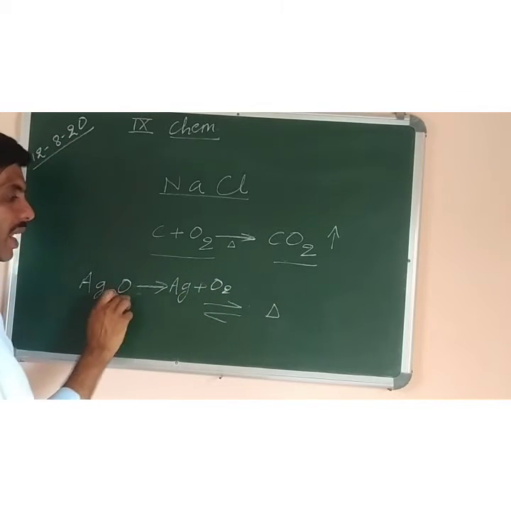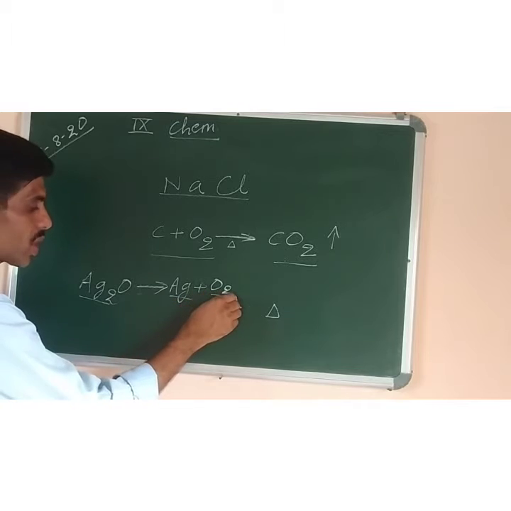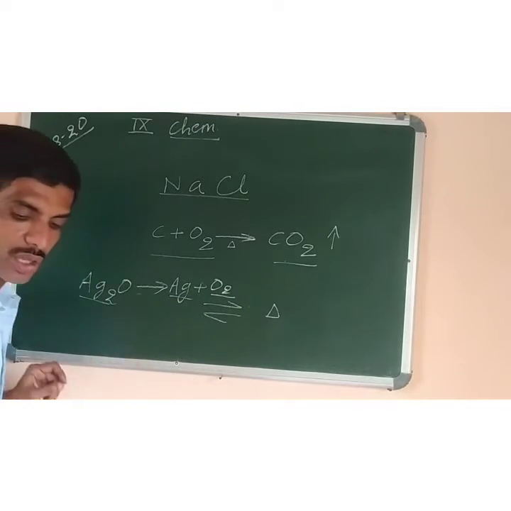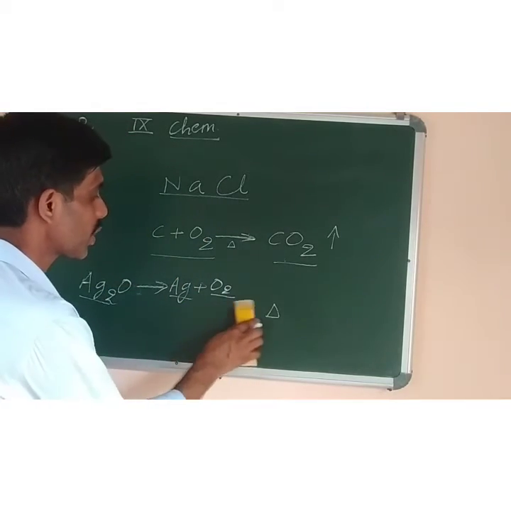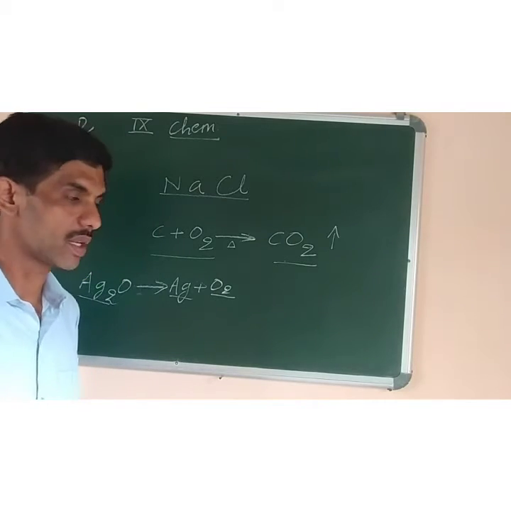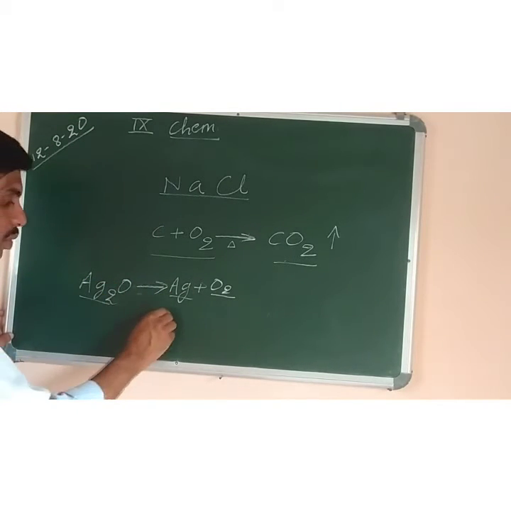Now check whether it is balanced or not. Here 2 silver, here only 1 silver atom is there. Here 2 oxygen atoms, here only 1 oxygen atom is there. It means this equation is not balanced. Such a chemical equation which is not balanced is called a skeletal equation. Now what to do if we have to balance it? We have to make them equal on both sides.